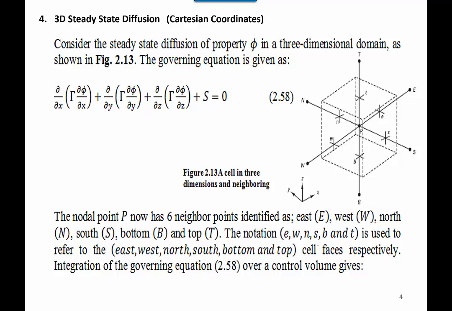Equation 2.58 shows us the governing equation of the three-dimensional case study, which is the same as the two-dimensional case, but adding to it the third part, which is the change of phi with respect to z. Therefore, it will be written as partial to partial z, gamma multiplied by partial phi to partial z.